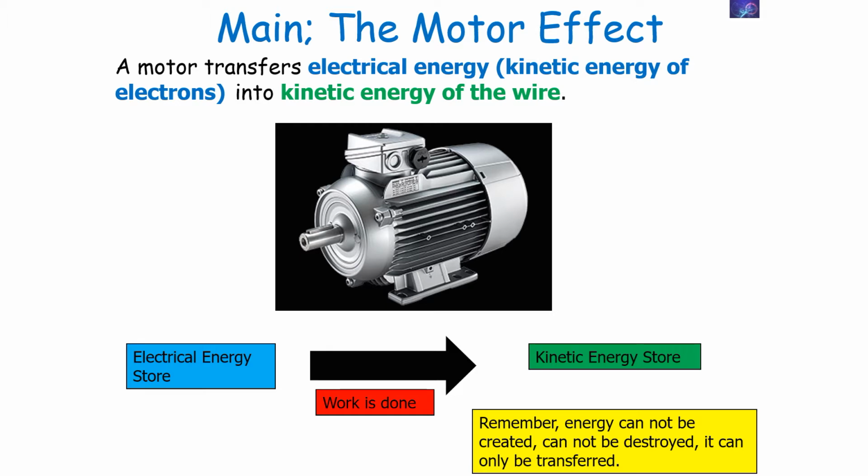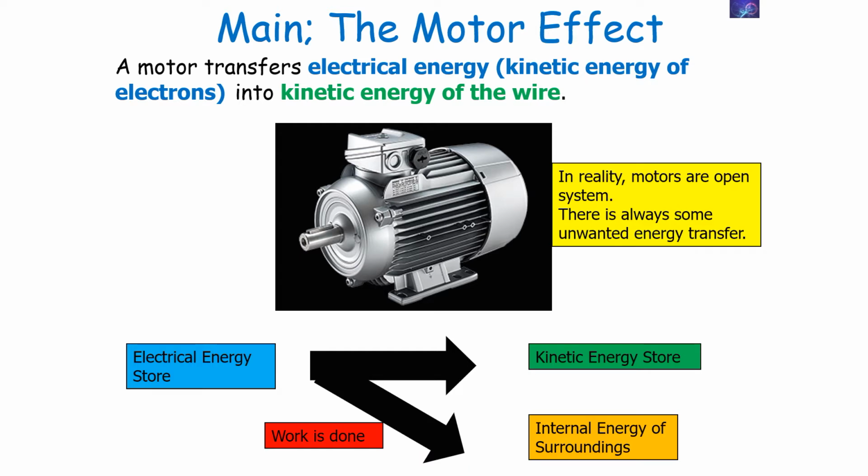But remember, energy cannot be created, it cannot be destroyed, it can only be transferred. Now we're assuming in this instance that the motor is 100% efficient, which would be a closed system. Now in reality, motors are open systems and there's always some unwanted energy transfer. So when the electrical energy store turns into the kinetic energy store, some of the energy is transferred to the internal energy of the surroundings.